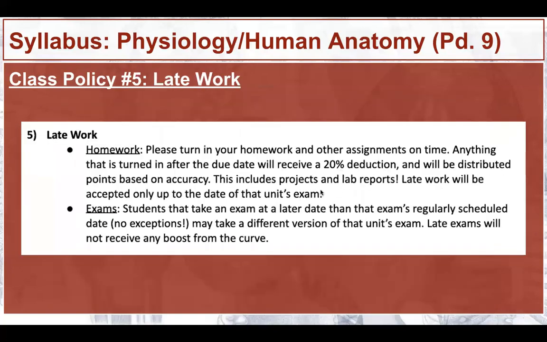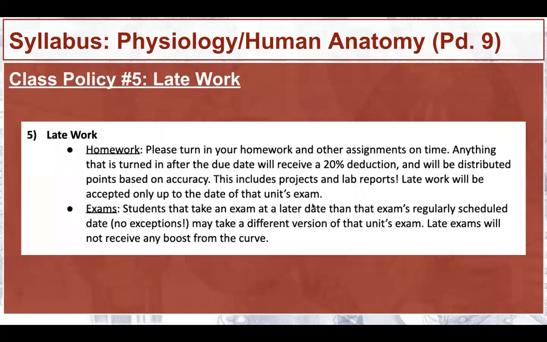Late work: anything that is turned in after the due date, even if you are out and you turn it in after I tell you to turn it in, will be considered late. You'll receive 20% off, but you can turn in anything from a given unit up until that unit's exam. After that, I will not accept it for any points.